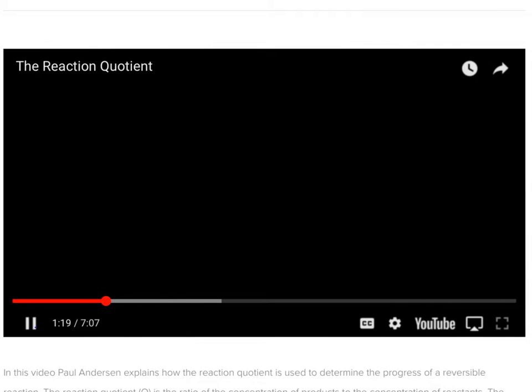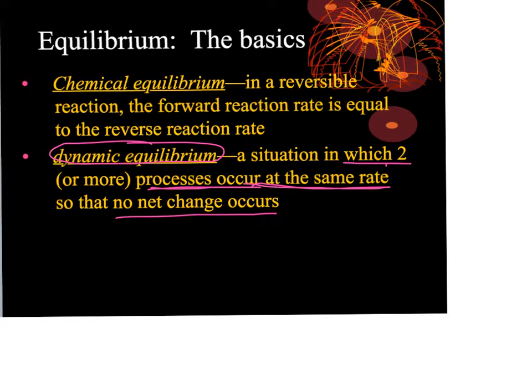Also calculate Q. All right, just listen. The concentration of products to reactants at any given time. And over time, Q. That is circled.